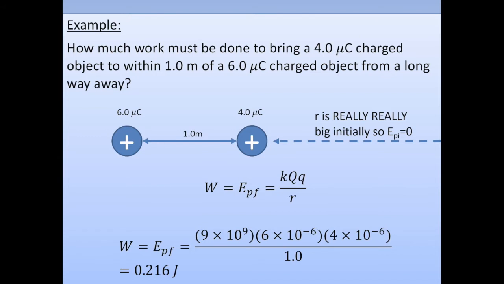So recognize the fact that we are just focused on the fact that these are point charges alone. So now we can substitute in our values for the potential energy, and we know that K is the electrostatic constant of 9 times 10 to the 9. We have our two charges in terms of coulombs, not micros, so we know that micro is 10 to the minus 6. And we have a distance of 1 meter away to give us a final amount of energy of 0.216 joules. So what this means is that it takes 0.216 joules of energy to move that charge to within 1 meter of the electric field producing 6 microcoulomb charge.